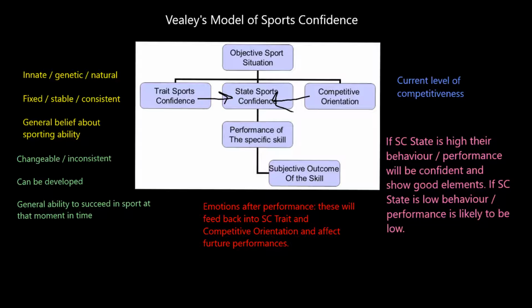Now, trait sports confidence is in some textbooks called SC trait. Use what those words mean: SC, sports confidence, trait. Traits are your characteristics. It is your innate or genetic or natural level of confidence. As a result, it's relatively fixed, stable or consistent. And it's your general belief about your sporting ability. So we call that your SC trait. It's either going to be high or low or somewhere in between.